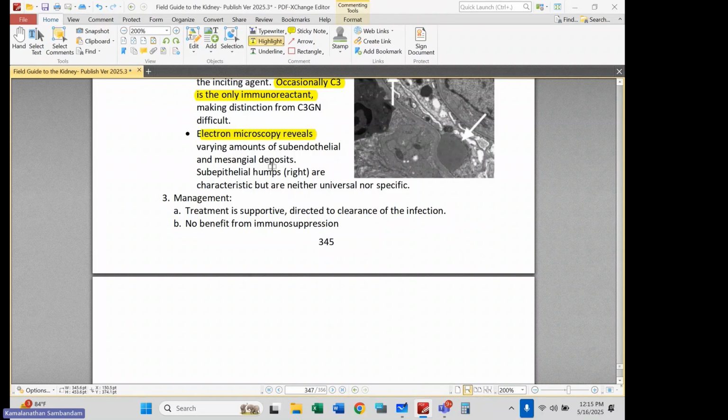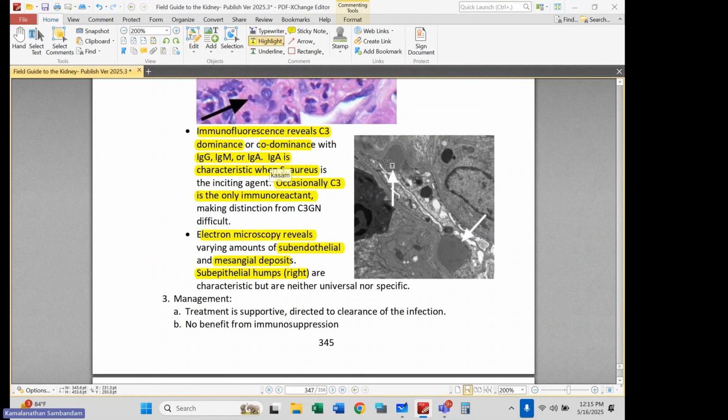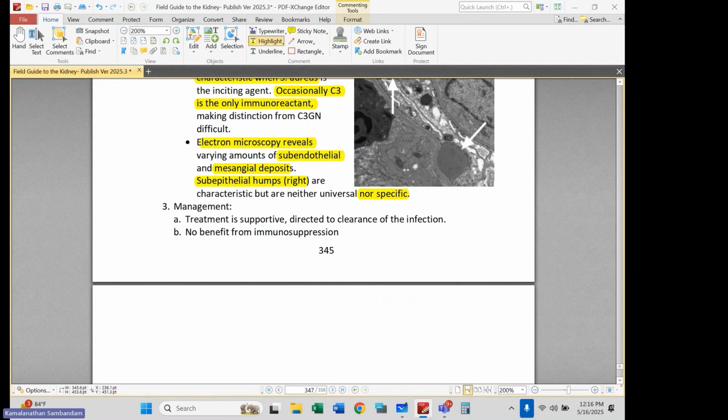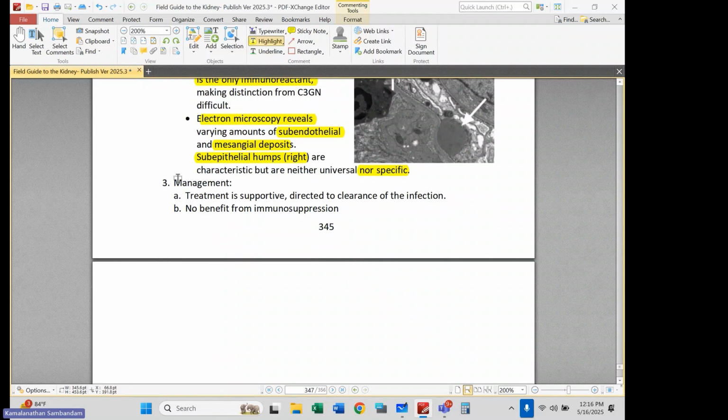Electron microscopy will show deposits in various compartments. Subendothelial and mesangial commonly will have deposits. The large subepithelial humps, as demonstrated in this electron photomicrograph, are another feature that leans one towards infection-associated glomerulonephritis. However, I'll highlight once again, this is not universal. That is, the presence of subepithelial humps is not necessary for the diagnosis, nor is it specific for the diagnosis.